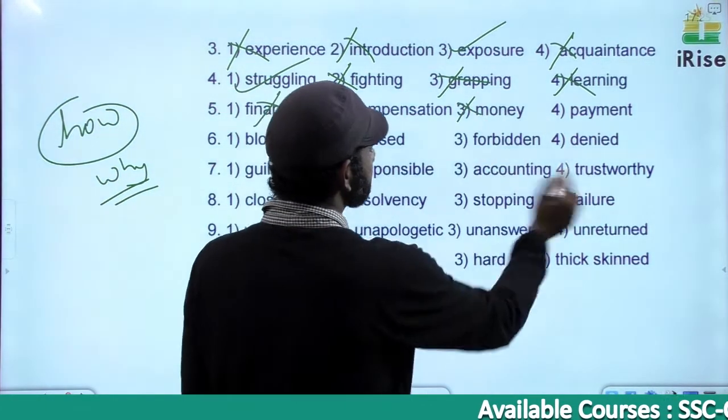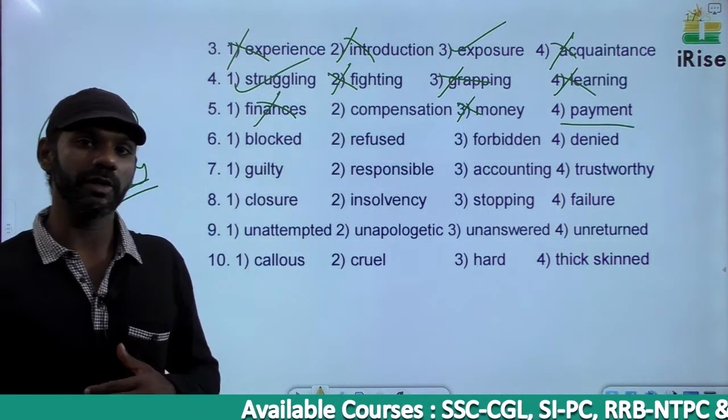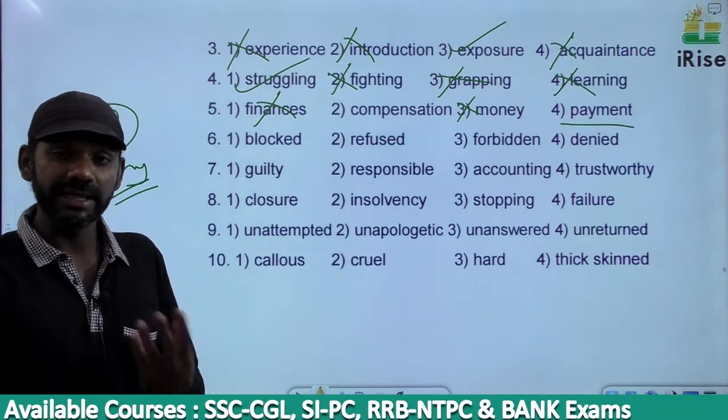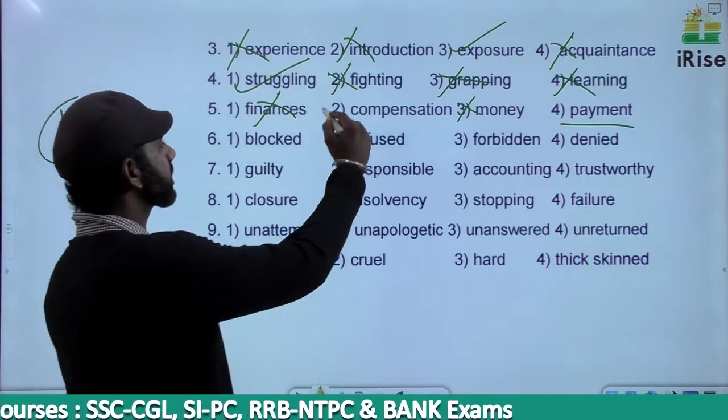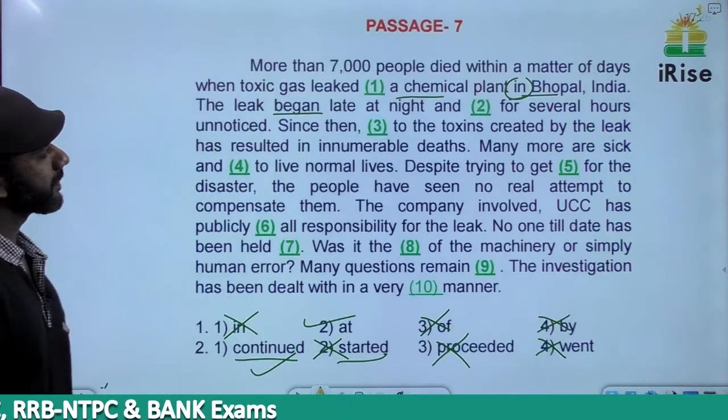So when you compare compensation and money, the better option here is compensation. Money is eliminated. Now payment is for a job. We are not talking about any kind of professional job here. People became victims and we are helping them by giving money, and that is called compensation. So the answer must be compensation. Payment is anyway gone.